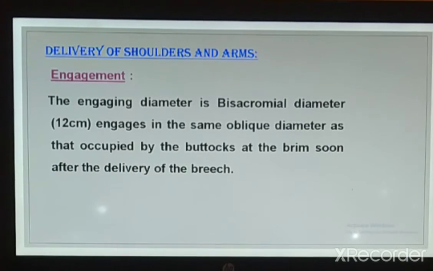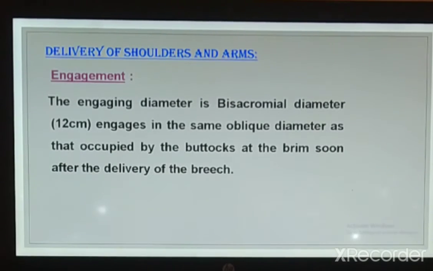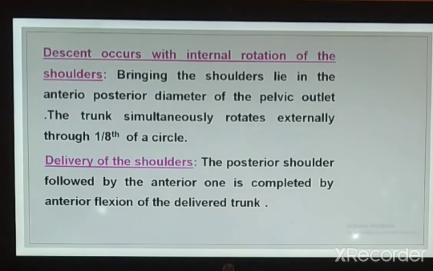Next is the delivery of shoulder and arms. Here the engaging diameter is the biacromial diameter, 12 cm, which engages in the same oblique diameter as that occupied by the buttocks at the brim soon after the delivery of breech. Then descent occurs with internal rotation of the shoulder, bringing the shoulders to lie in the anteroposterior diameter of the pelvic outlet. The trunk simultaneously rotates externally through 1/8 of a circle.